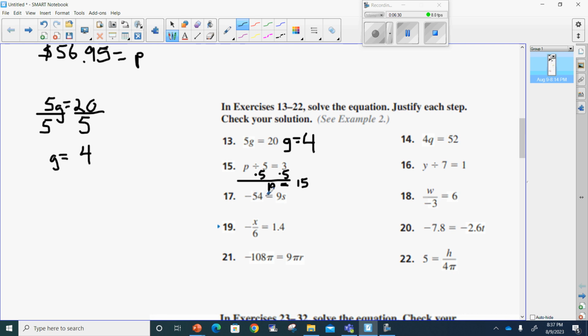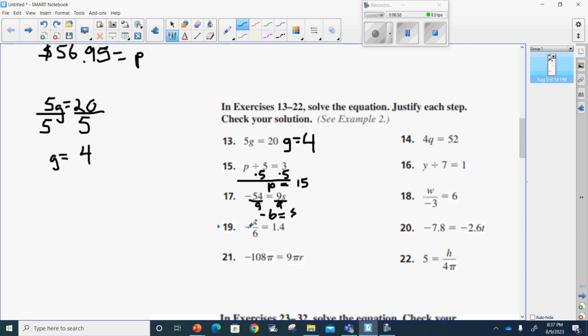All right, next one says negative 54 equals 9s. To get 9 away from s, I'm going to divide it by 9. Whatever I divide from one side, I do the other, and that's 54 divided by 9. And 54 divided by 9, I believe, is going to be 6. So since it's negative 54 divided by 9, that's going to be negative 6. That's going to equal s.